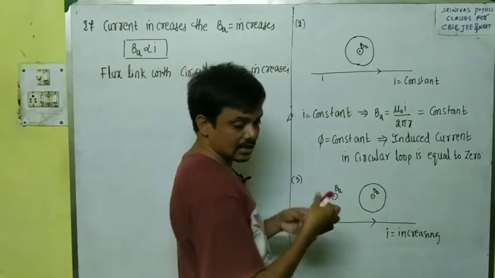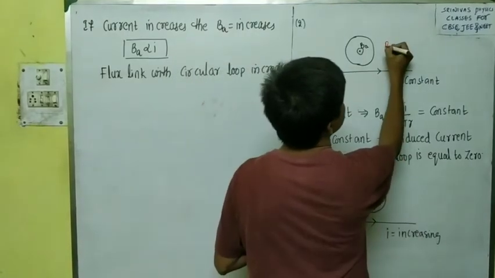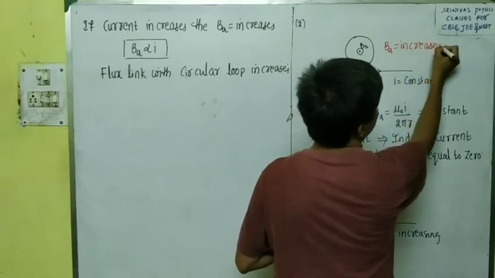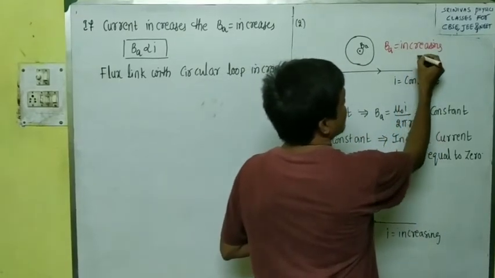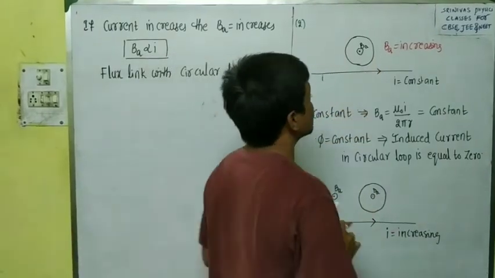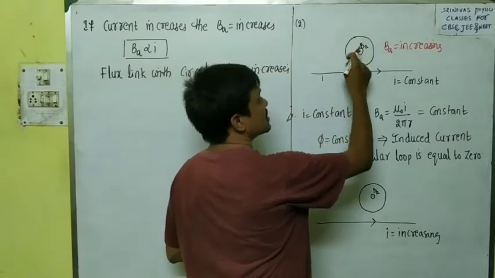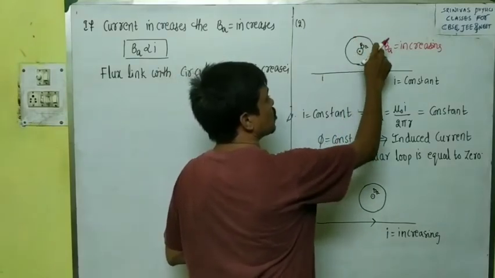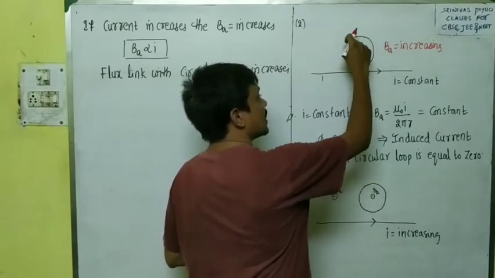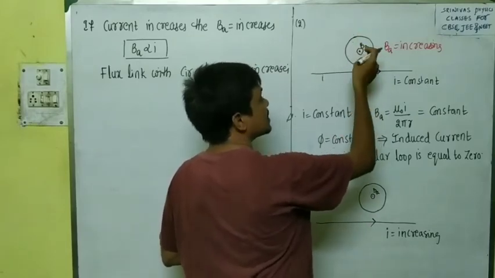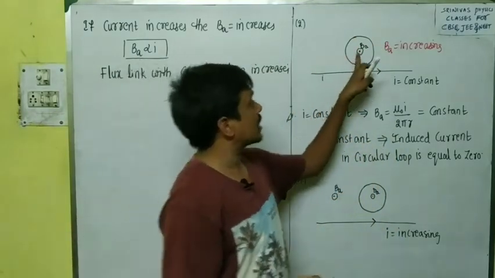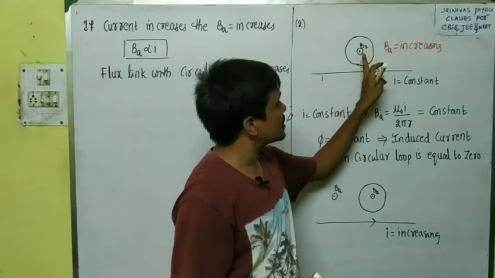This BA is increasing now. BA is increasing here. This should not increase, right? When the field increases, then the flux increases. The flux increase should be opposed. That means the field increase should be opposed. Field increase should be opposed means in this circular loop a field should be generated. Due to current generated in this circular loop, that current again generates a field. That field should be against this applied field. If the field is against this applied field, then what happens, right?